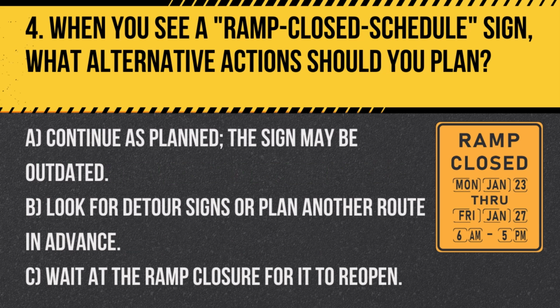Question 4. When you see a ramp closed schedule sign, what alternative actions should you plan? A. Continue as planned. The sign may be outdated. B. Look for detour signs or plan another route in advance. C. Wait at the ramp closure for it to reopen.